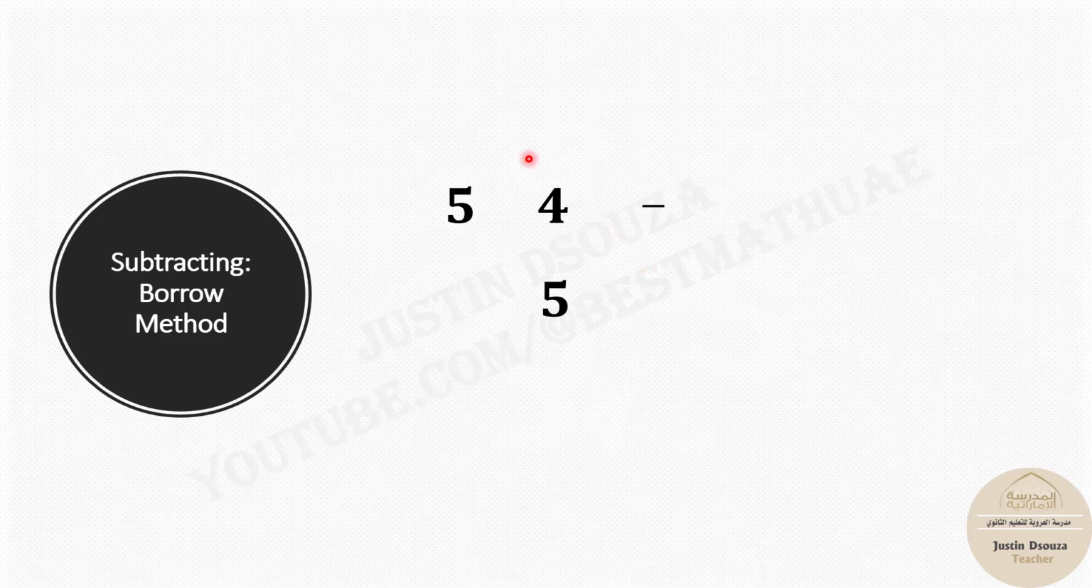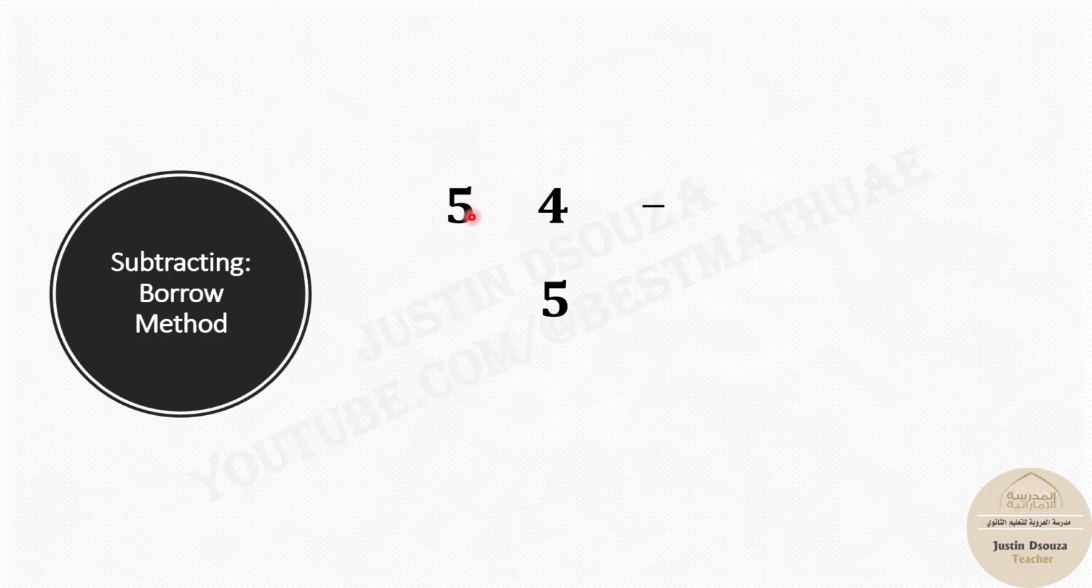Now we need to start by subtracting the units only. That is 4 minus 5. But we cannot solve it if there are fewer numbers to take out from. You cannot take 5 out of 4 because 4 is less than 5. So what does the 4 do? 4 asks the 5. This 5 is in tens. So this 5 says, yes, I will give you 1, and this will turn out to be 4.